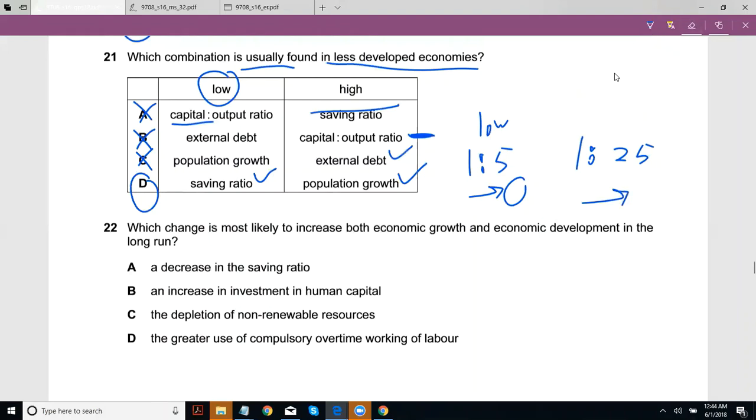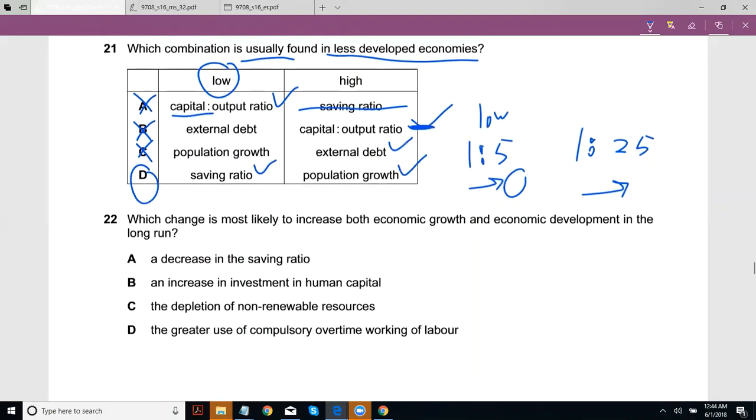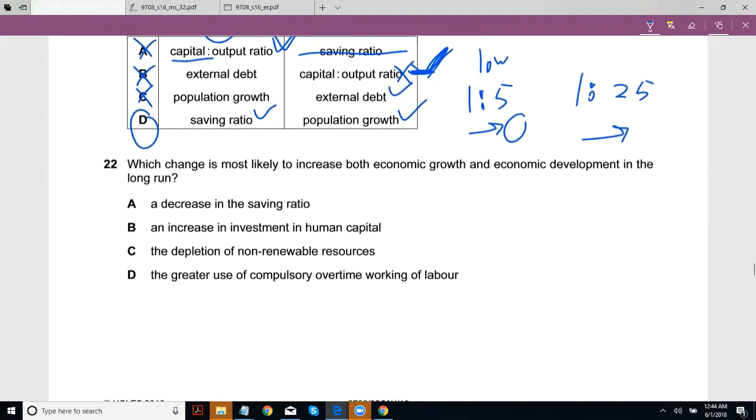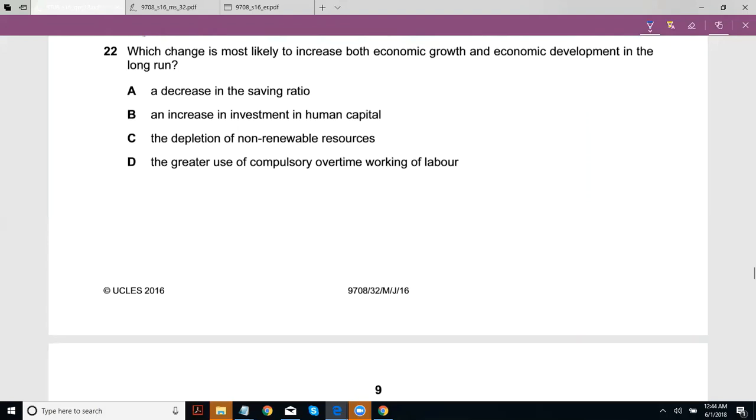So obviously you would get a low output because, well, one can say that you're not as efficient, you don't have as much technology as Sharia pointed out. However, you'd still cross out A because you don't have a high savings ratio. So on that basis, you could still cross out A. But a capital to output ratio that would be low. That is fine.